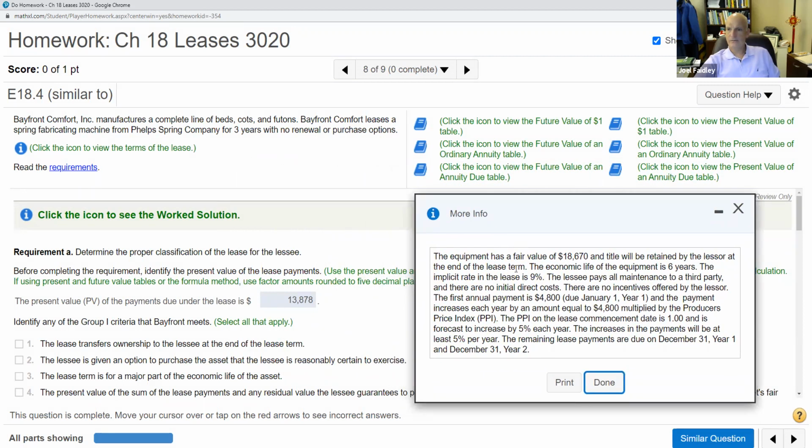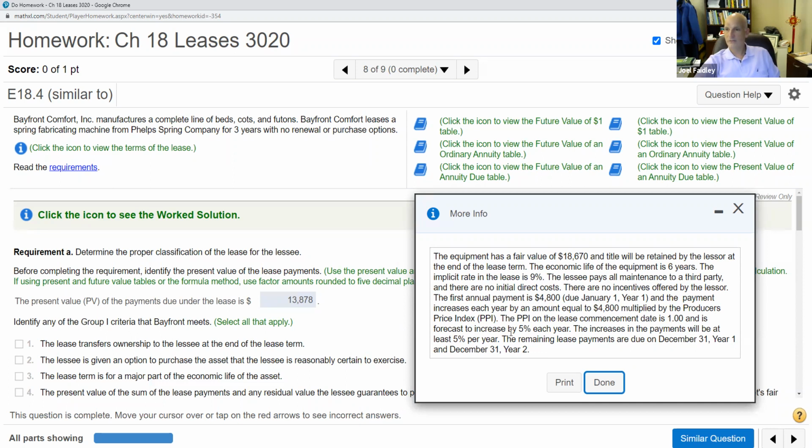Here we have equipment with a fair value of $18,670. Title will be retained by the lessor at the end of the lease term. Economic life of the equipment is 6 years. Implicit rate is 9%. Lessee pays all maintenance to a third party, no initial direct costs, no incentives. First annual payment is $4,800. And the payment increases each year by an amount equal to $4,800 multiplied by the producer's price index, which is 5% each year. So they're making this a little more complicated, aren't they?